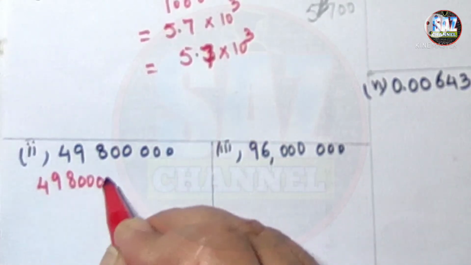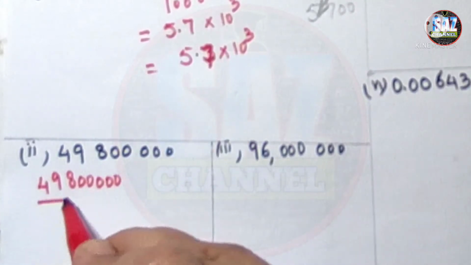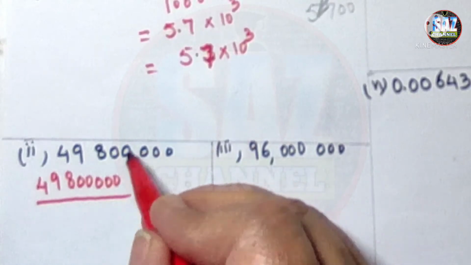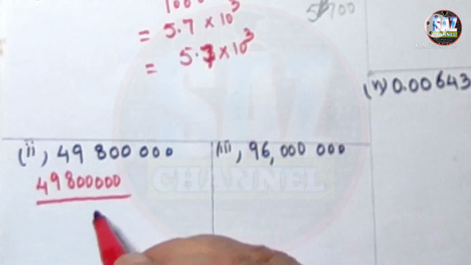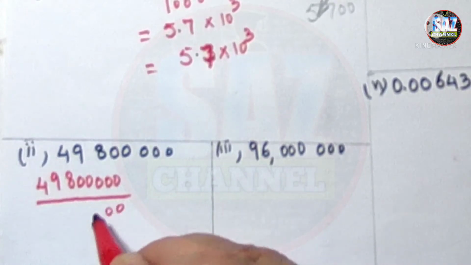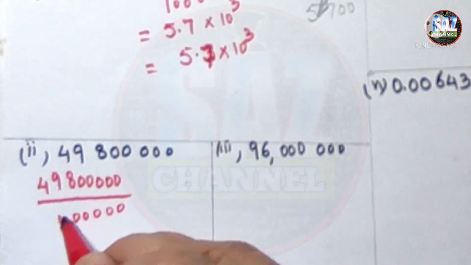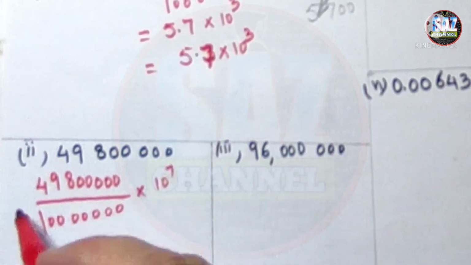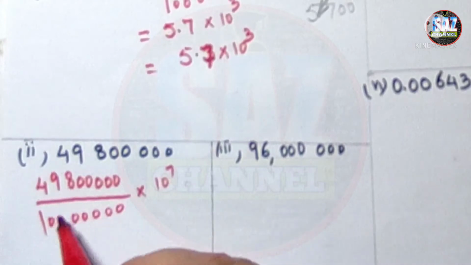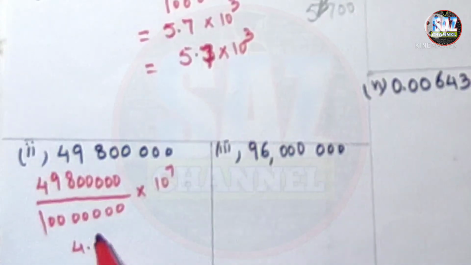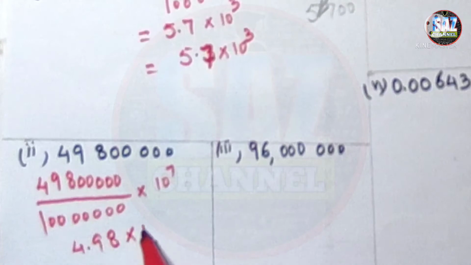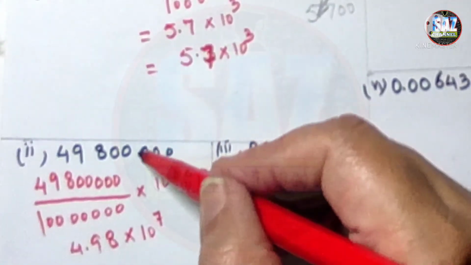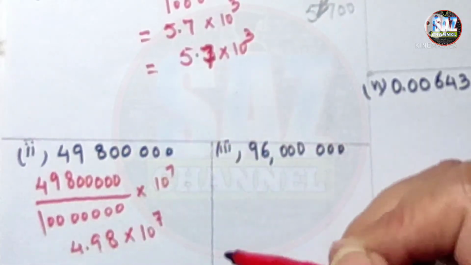49,800 and 1,000. Okay, and how many zeros and ones? 1 2 3 4 5 6 7. 7 zeros. 1 2 3 4 5 6 7 zeros, and multiplied by 10 raised to the power of 7. And this will be helping me in writing the number 4.98 multiplied by 10 raised to the power of 7. And if we think about the trick method, 1 2 3 4 5 6 7 digits.